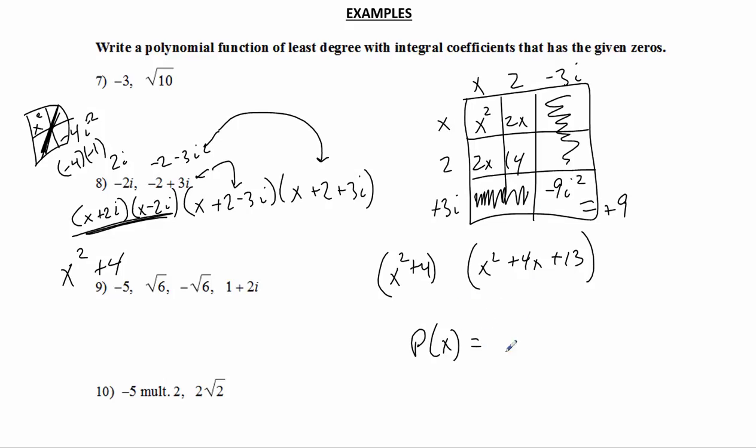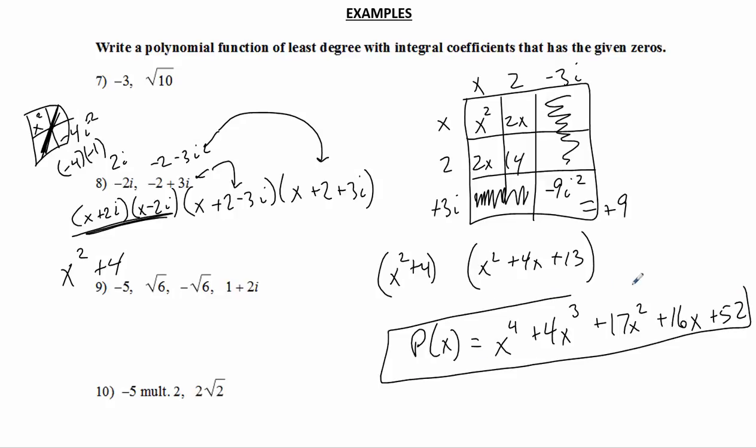And if you multiply that through, you should get x to the 4 plus 4x to the 3 plus 17x squared plus 16x plus 52. So this is your answer to number 8. Okay, so that's your answer. You multiply through and you get this. All right, let's go to number 9 here.